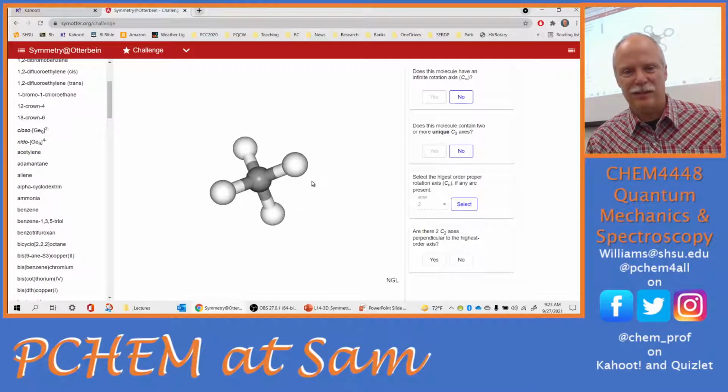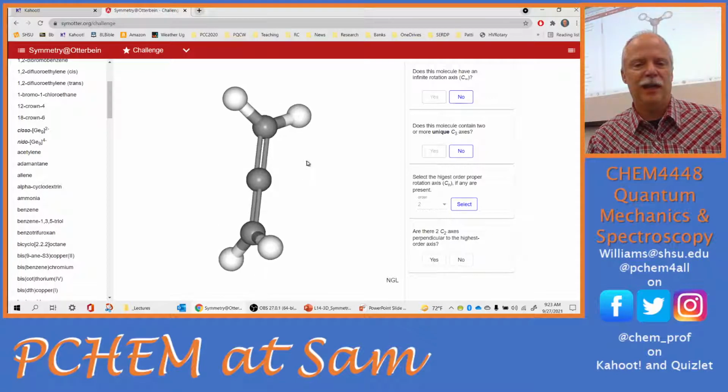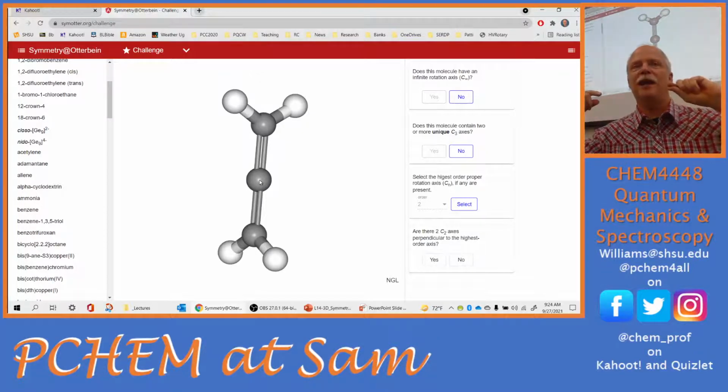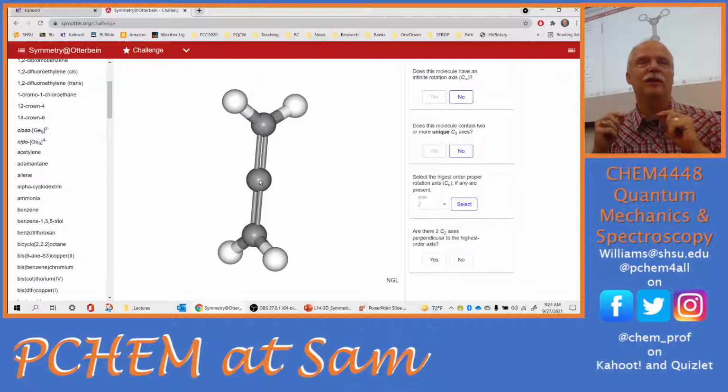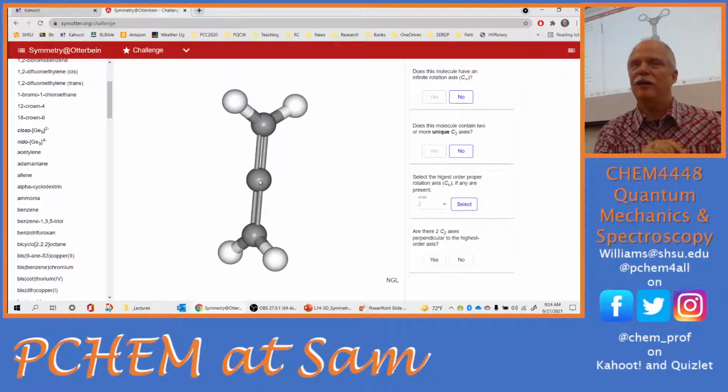So we're going to call this the C2 axis right here. Does it have 2 C2 axes perpendicular to this? So let's look this way, kind of diagonally on this molecule, right here. All of the C2 axes go through the center of mass, so it has to be through that center carbon. And it's got to be perpendicular to the one that we identified.